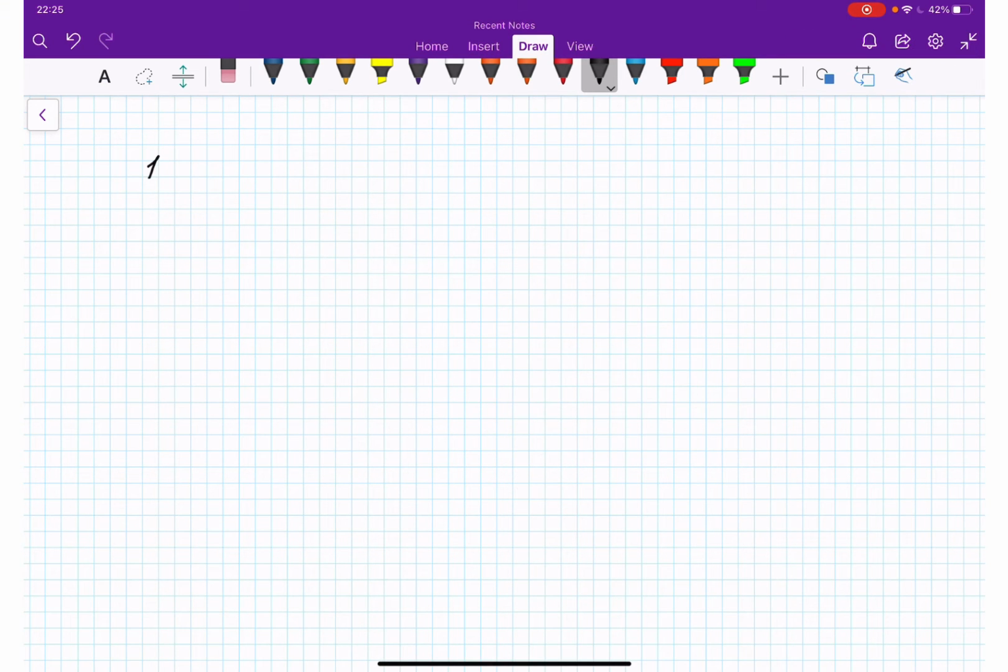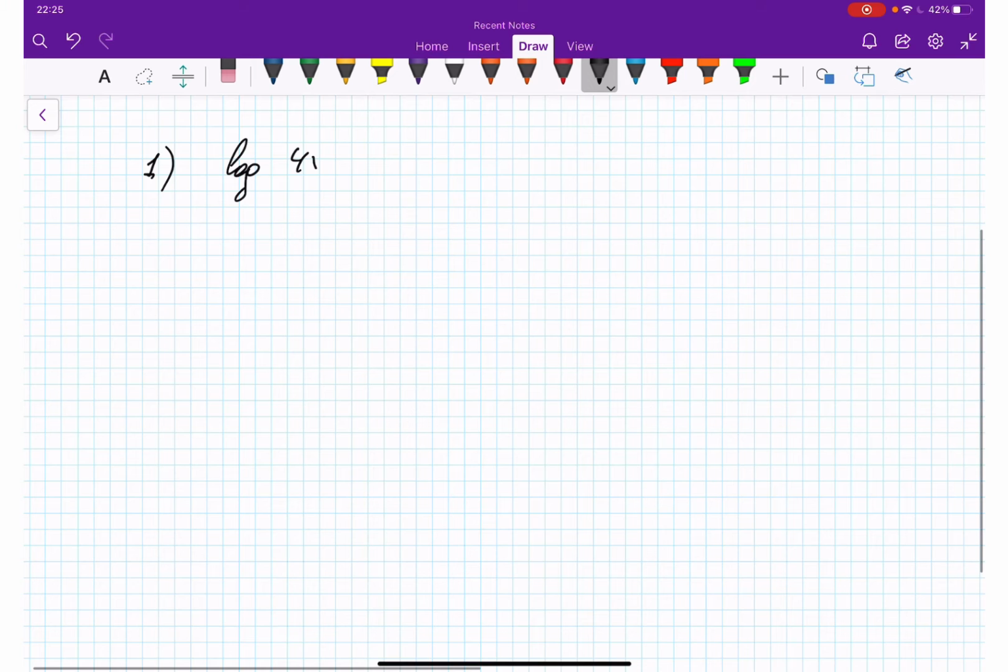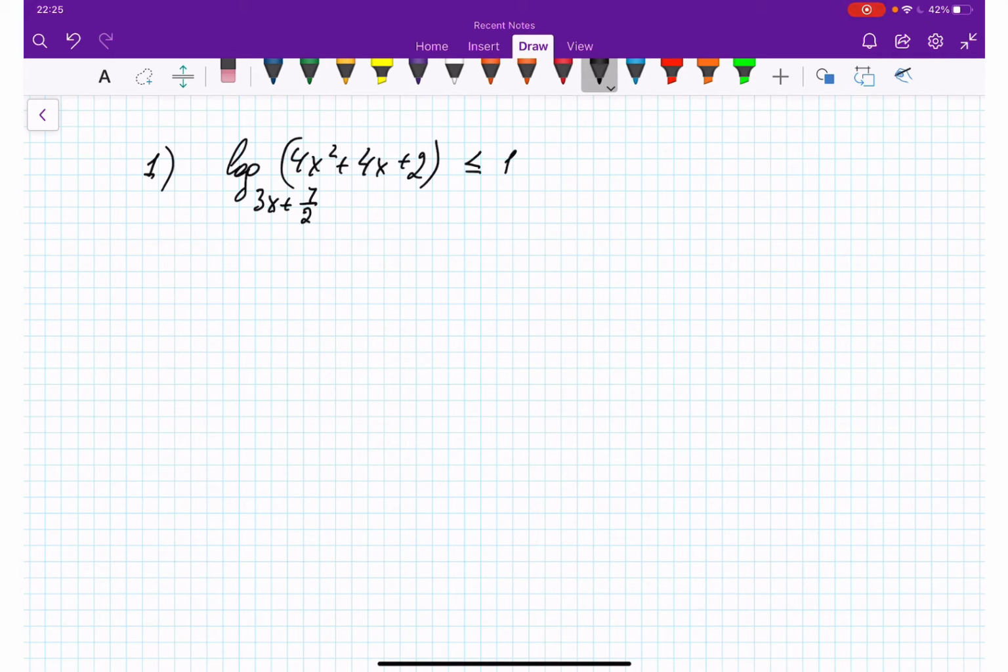Let's solve the following inequality. We have logarithm of 4x squared plus 4x plus 2 by base 3x plus 7 over 2, and this is less than 1. Since our base has an x variable, we are going to look into two cases.